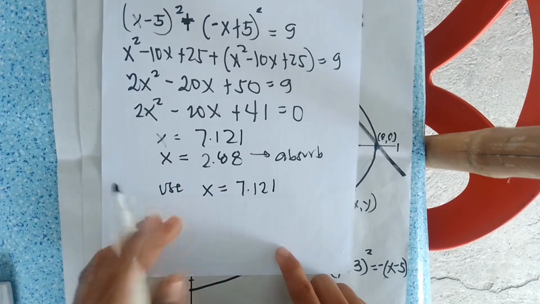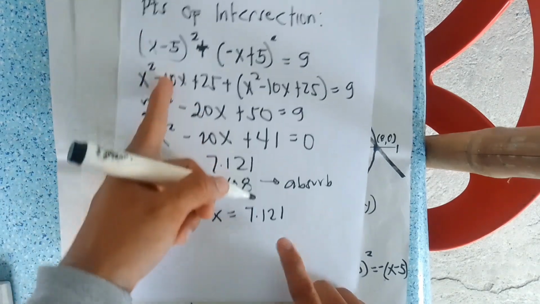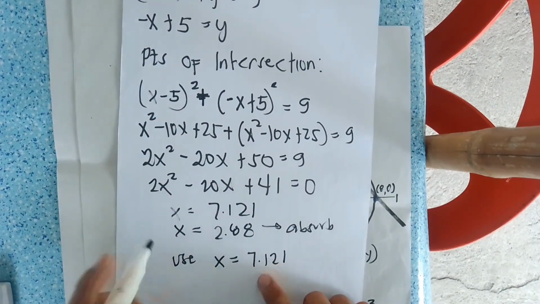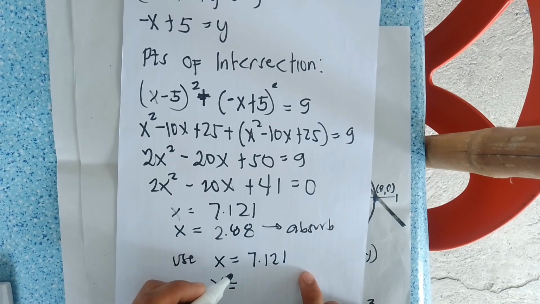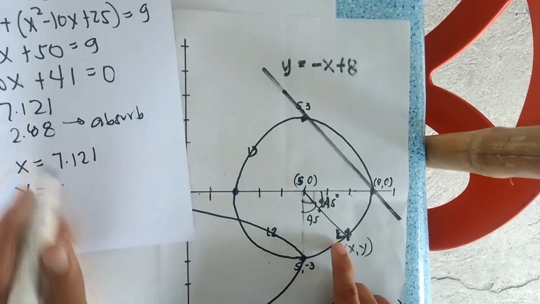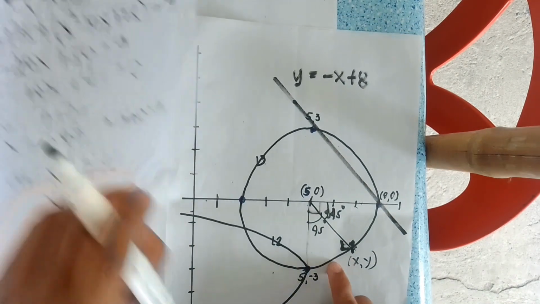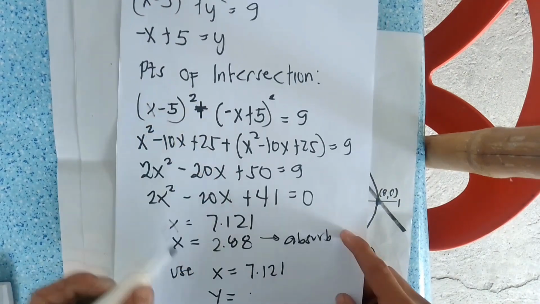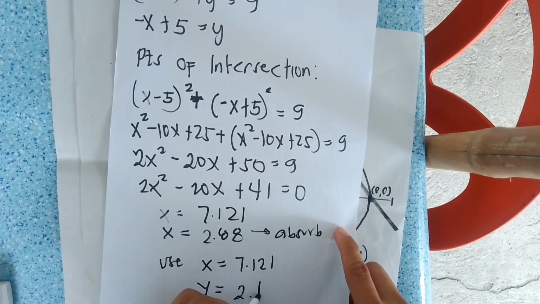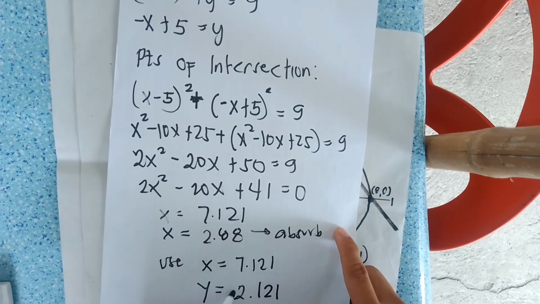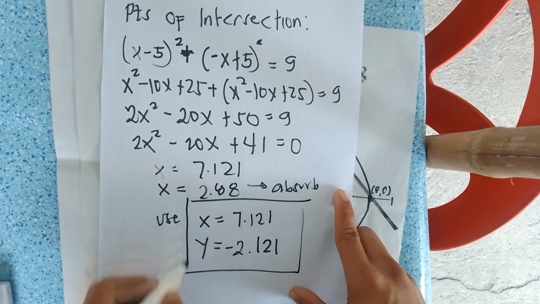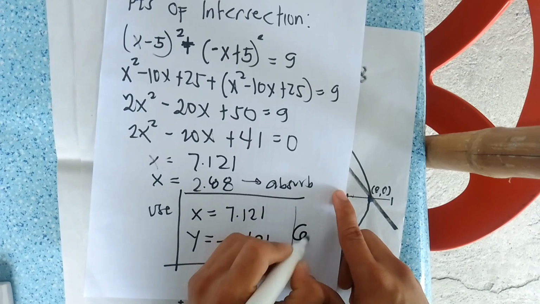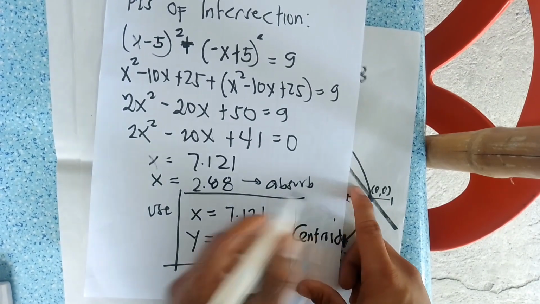So solving for y using that x, let's go back to the equation above. Our y therefore is negative 2.121. Okay, so that's already your point of intersection as well as your centroid. So that's the last part.